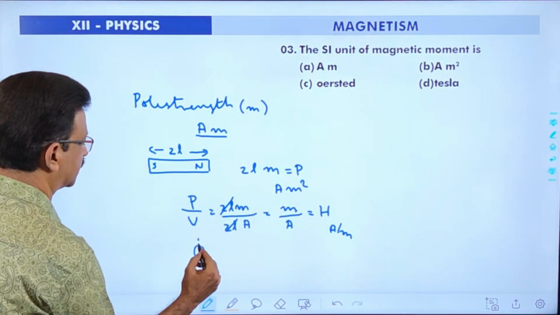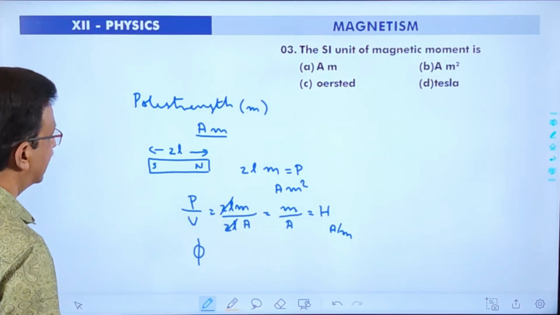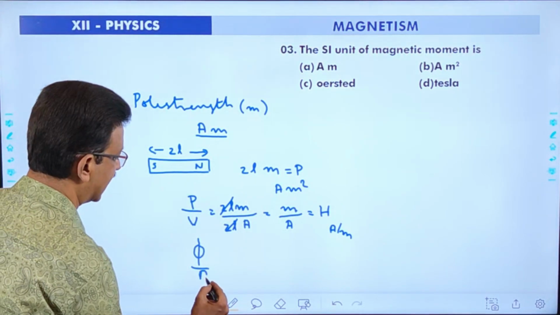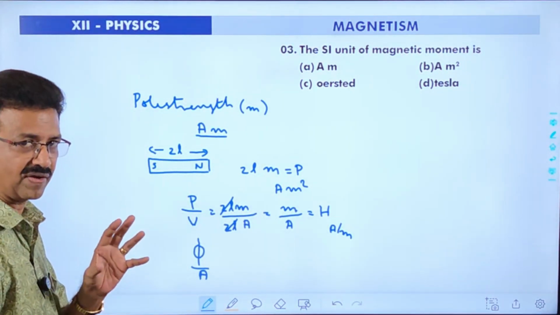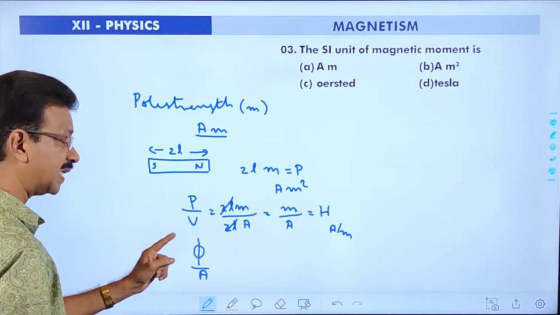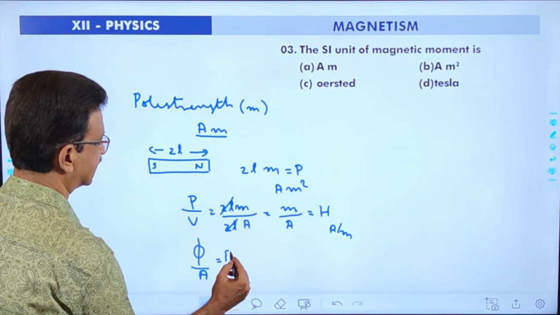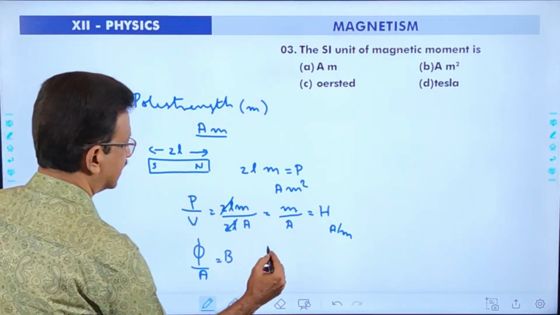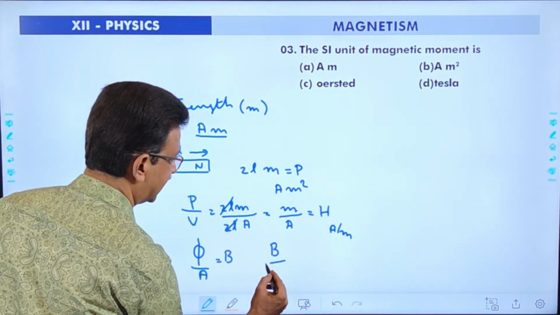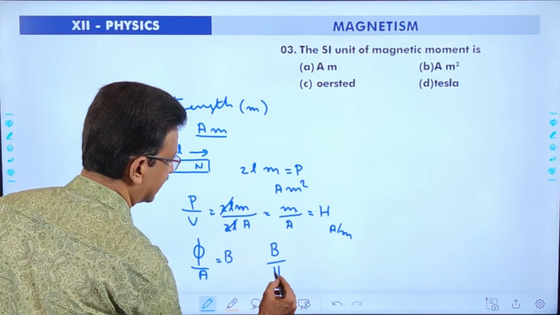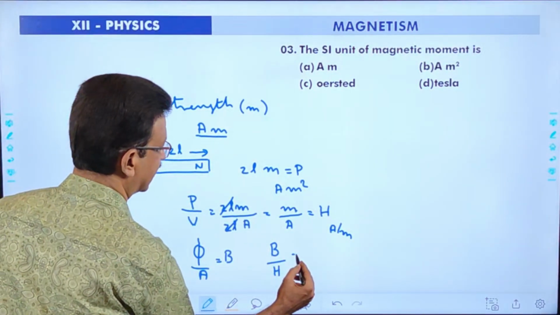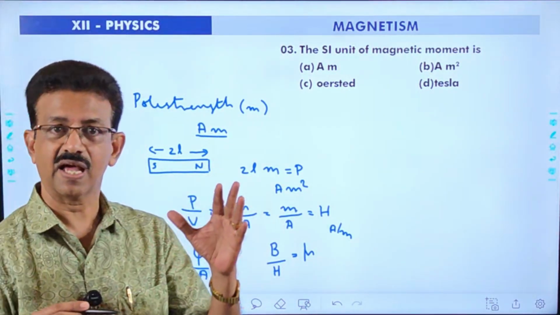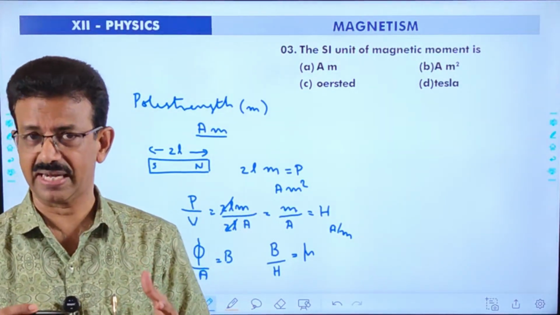The collection of lines of force is called magnetic flux. I am representing it by phi. Flux per unit area is called flux density or magnetic induction. Now, the ratio of the flux density to the field in ampere per meter, or intensity of magnetization, gives the magnetic permeability of the medium. These are all the fundamental terms of magnetism.